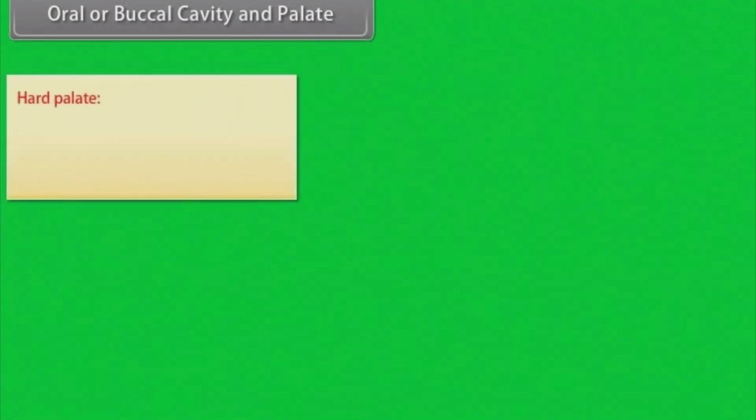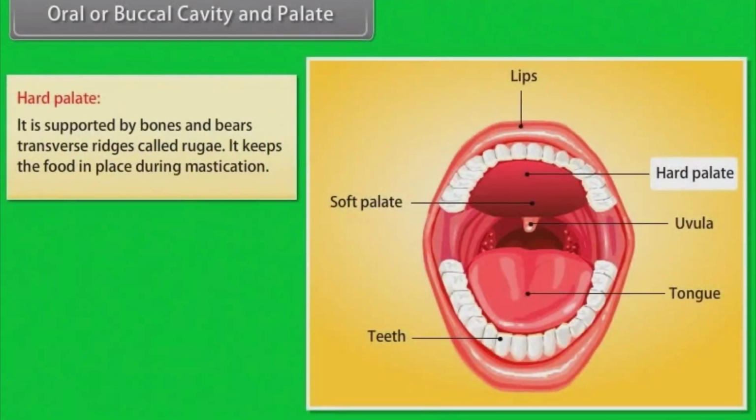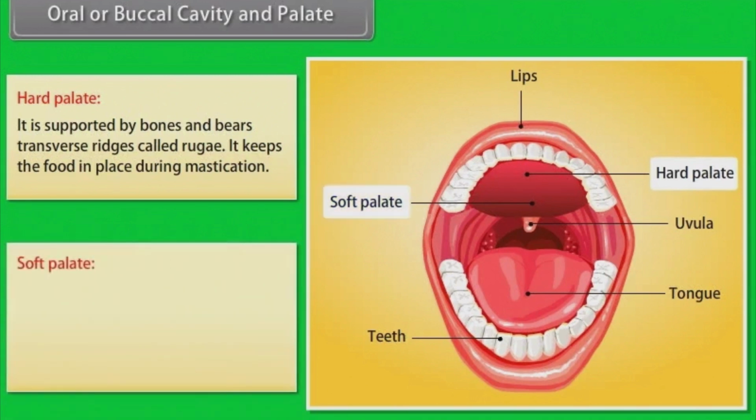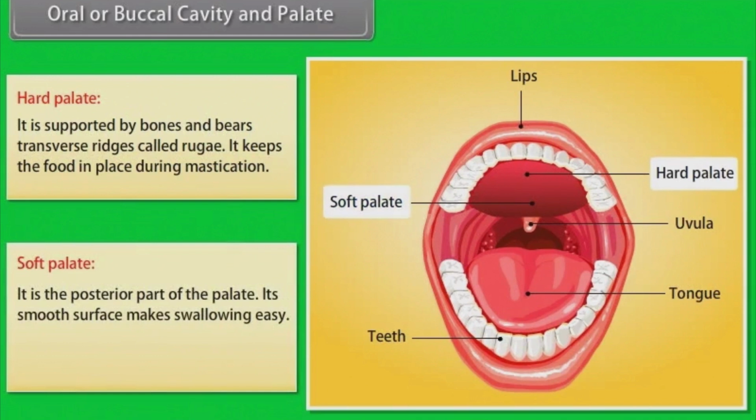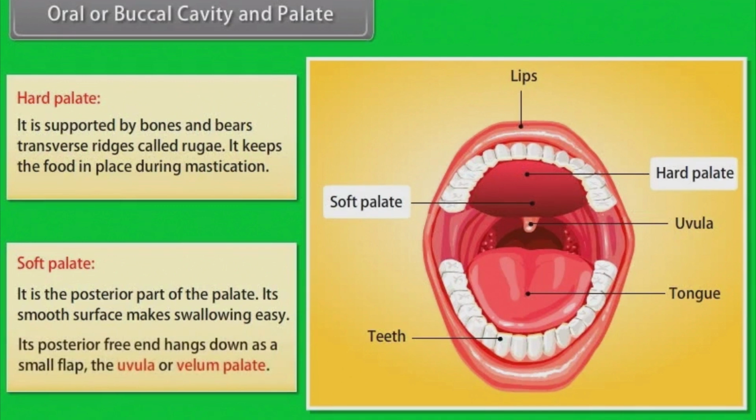Hard palate. It is supported by bones and bears transverse ridges called rugae. It keeps the food in place during mastication. Soft palate. It is the posterior part of the palate. Its smooth surface makes swallowing easy. Its posterior free end hangs down as a small flap, the uvula or velum palate.